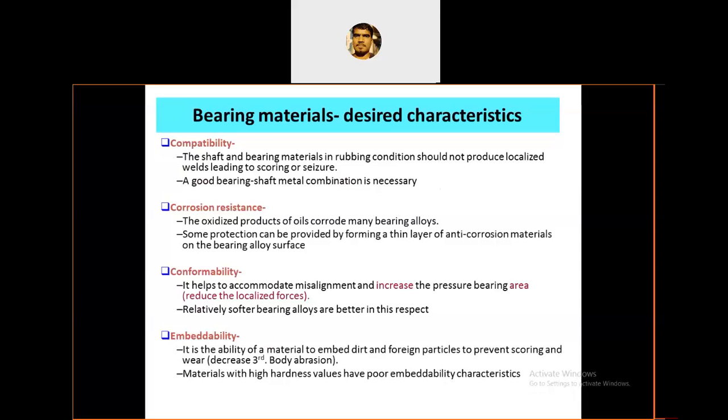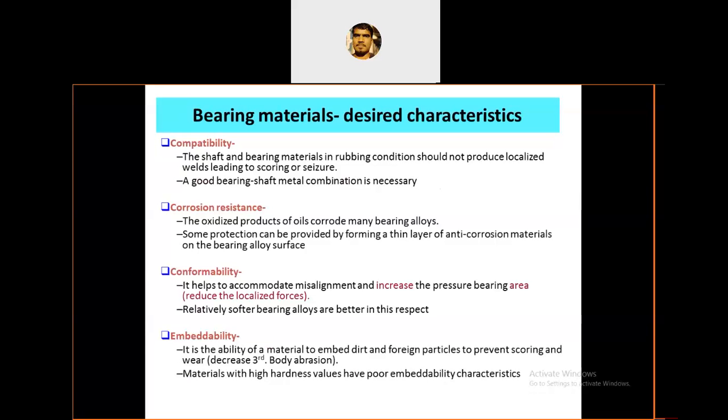That can be avoided if the bearing material accommodates the misalignment, as well as increases the pressure bearing area. The bearing material should bear the pressure itself, absorb the pressure, and reduce the localized forces. Localized force means the force which is concentrating on one particular area, which you already studied in mechanics of materials. That should be avoided.